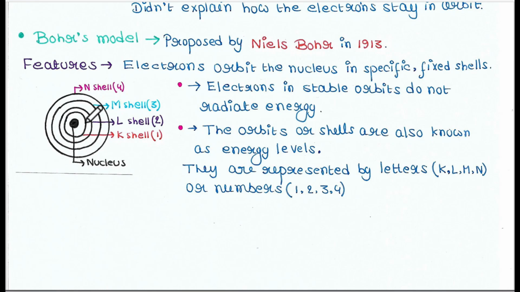Electrons in stable orbits do not radiate energy. The orbits or shells are also known as energy levels. They are represented by letters K, L, M, N or numbers 1, 2, 3, 4. So this is the nucleus. After the nucleus, the first shell is known as K shell or number 1. Second shell is known as L shell or number 2. Third shell is known as M shell or number 3. Fourth shell is known as N shell or number 4.